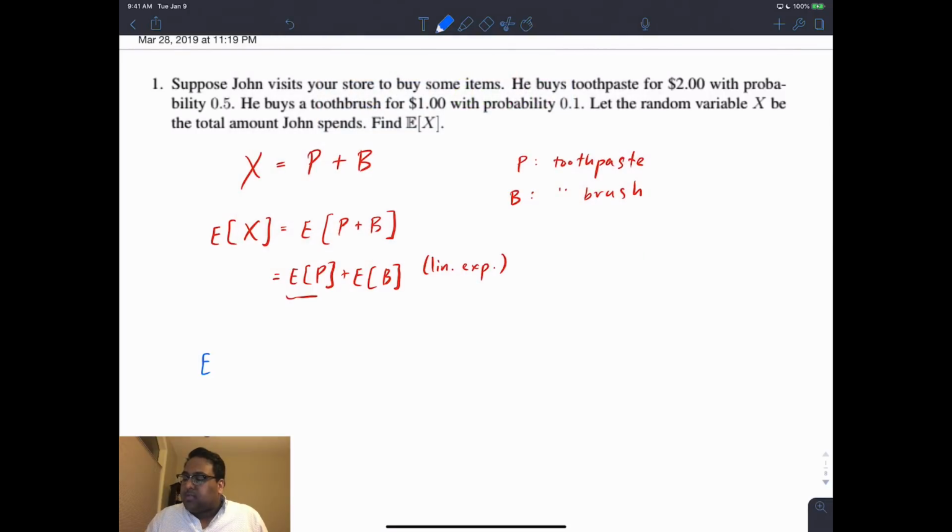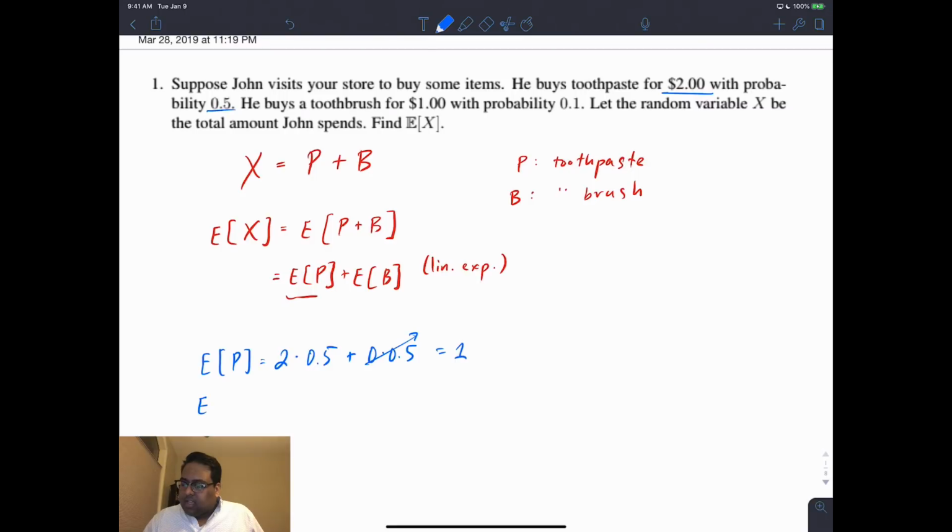Okay, so the expectation for how much he spends on the toothpaste. Remember, this is just a weighted average of outcome times probability of that outcome. So he buys toothpaste for $2 with probability 0.5, so we have outcome, which is $2, times probability. And here we're implicitly told that with the remaining probability, he just doesn't buy the toothpaste. So either he buys it for $2 with probability 0.5, or he doesn't buy it. So that's 0 times 0.5, which doesn't really change the sum, right? Which gives us 1, because 2 times a half is 1.